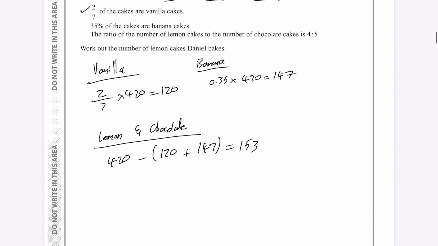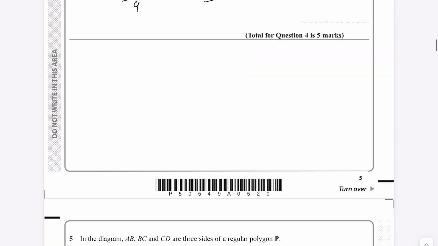Now we have a ratio. So lemon to chocolate is 4 to 5. It wants to know how many lemon cakes there are. So there must be 4 out of a total of 9 times 153, which is 68. So that's how many lemon cakes there are.